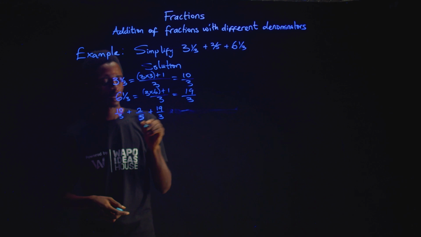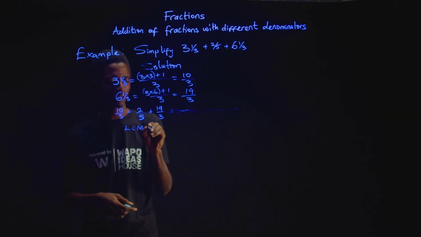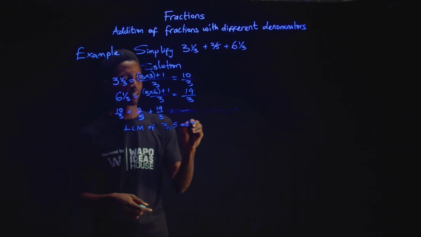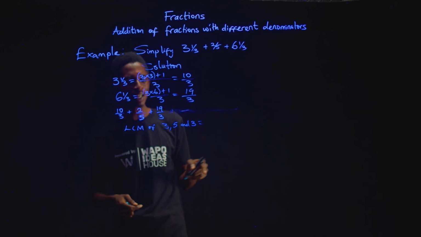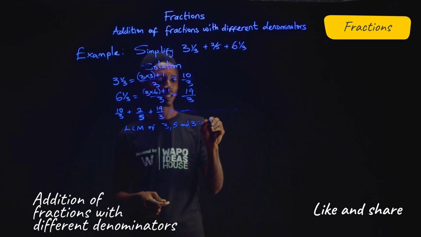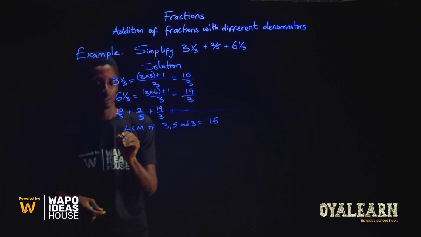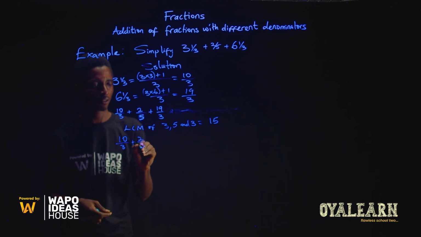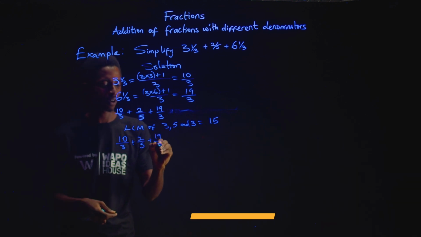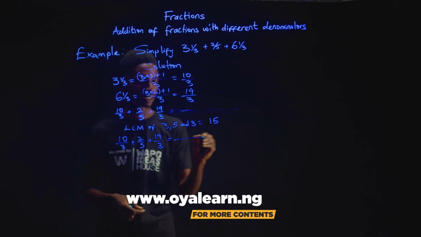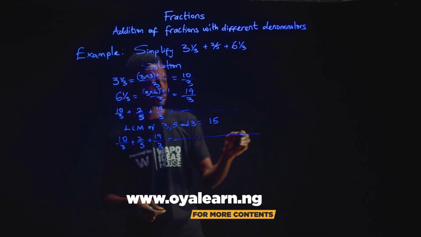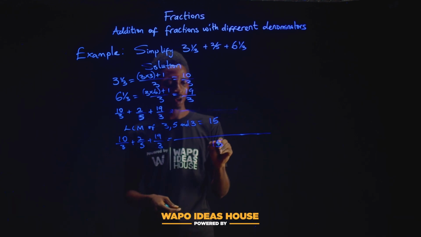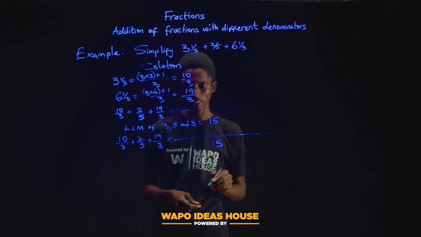Now remember, the LCM of 3, 5, and 3 is what you need. So the LCM of 3, 5, and 3 would give us 15. So now we can write 10 over 3 plus 2 over 5 plus 19 over 3 with the common LCM, that is 15. Our common denominator will be the LCM, which is 15.